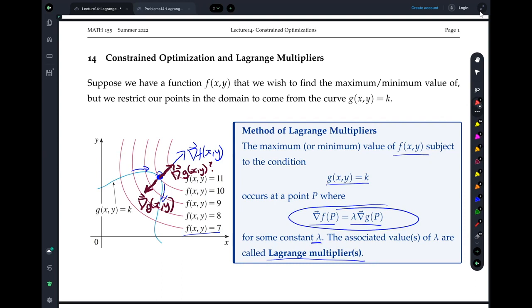This all leads us then to a method of Lagrange multipliers. So if we've got a diagram like this, we could just pick out where the level curve is tangent to our constraint curve. That's fine.